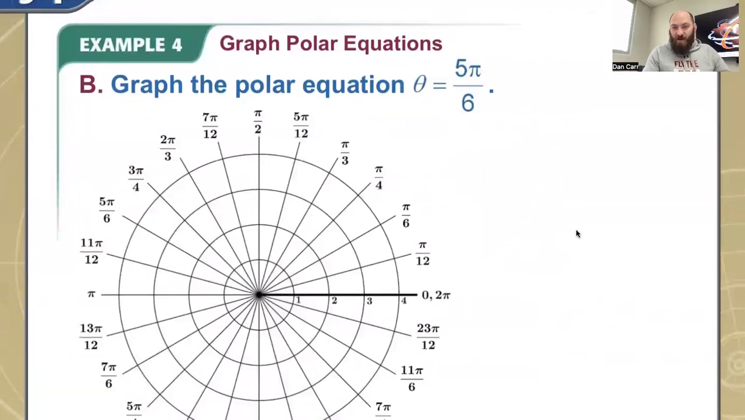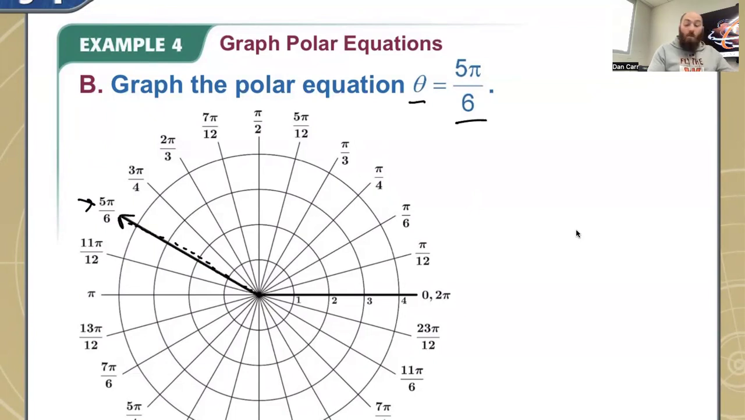Theta equals 5 pi over 6. Now, because this is basically my input, theta equals 5 pi over 6. If I look at where the radians is, that's right here at 5 pi over 6. So that means it is going to be on anything that's on here. So if theta is equal to that, it's anything on there. So I'm going to just draw that as a straight line.